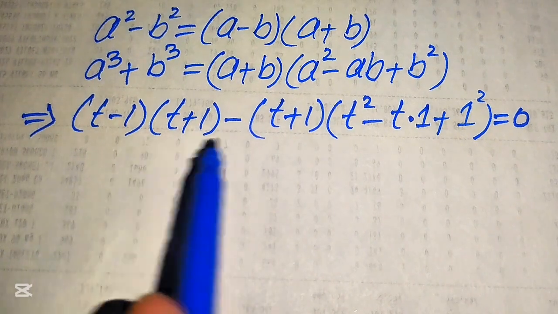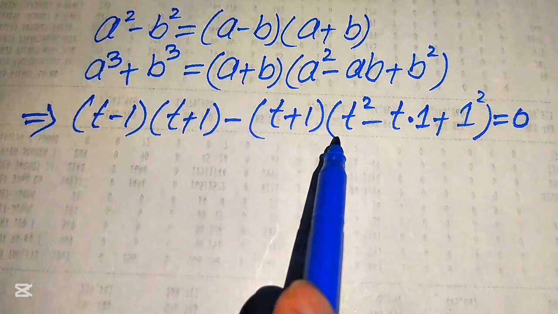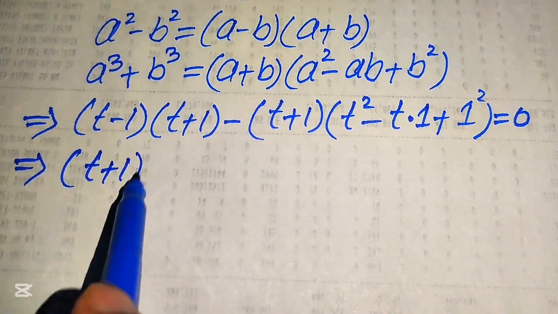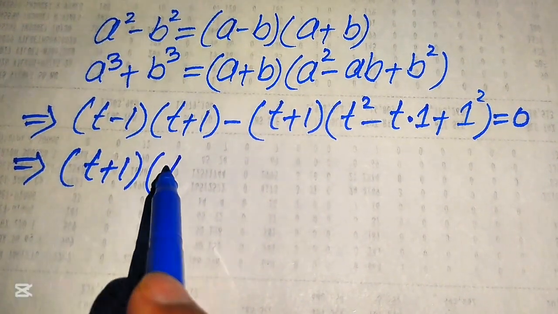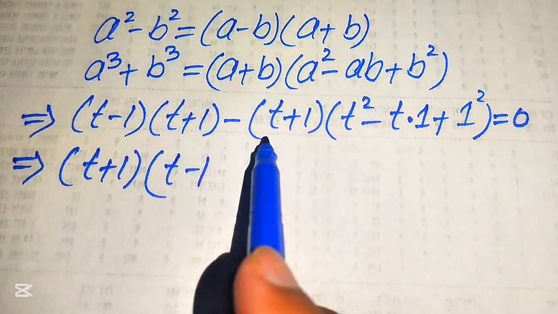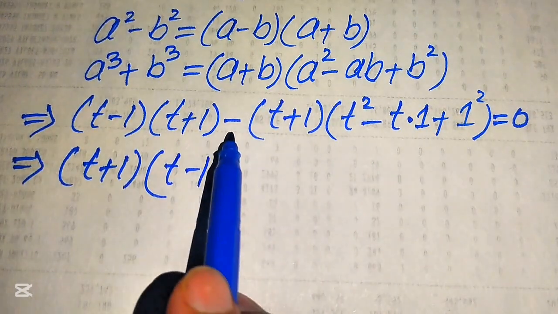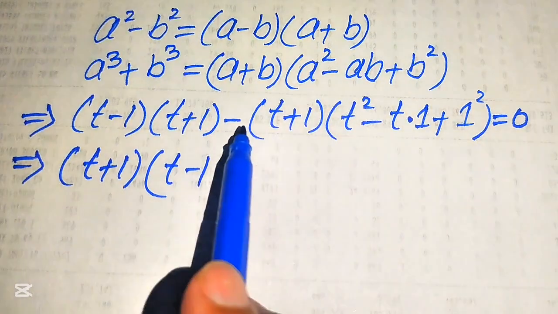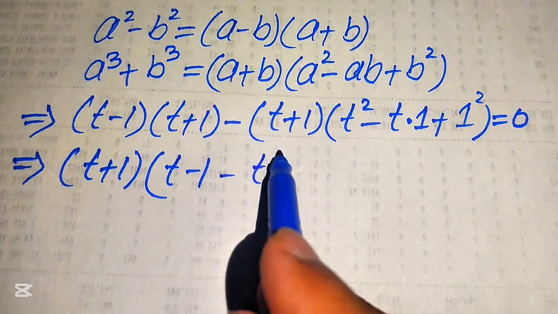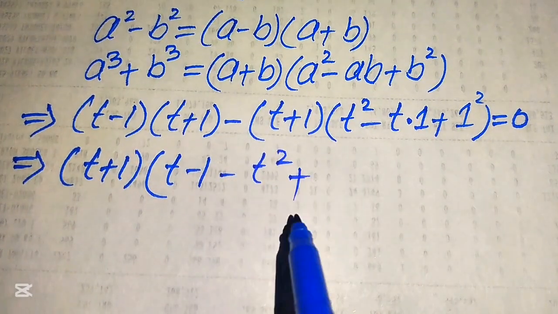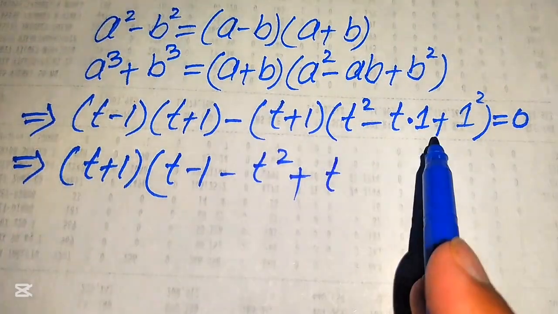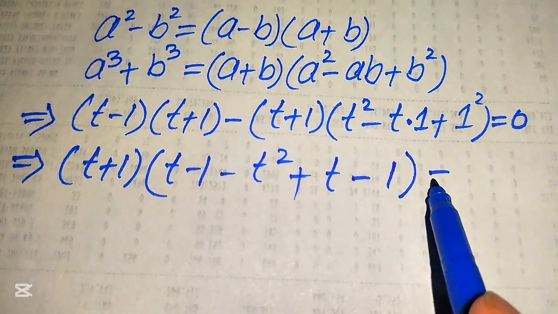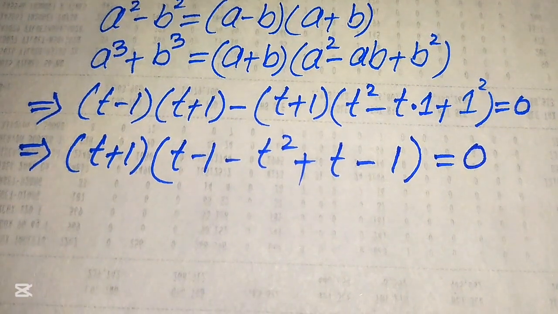So now you see here in both of these terms we have t plus 1 as a common term. So when you take common t plus 1 from here, we get the remaining value t minus 1, and when you take common this term we get here this term only. So here we have this negative sign, and we multiply this negative sign on each of these values, and it will be written as minus t square, and minus times minus becomes plus t, and minus times minus becomes minus 1, and 1 square is also equal to 1, and this whole equation is equal to 0.